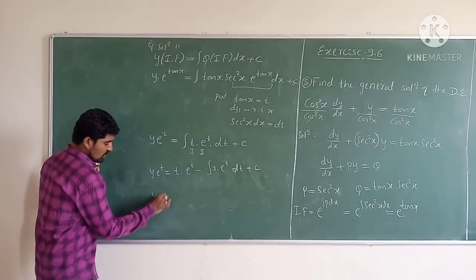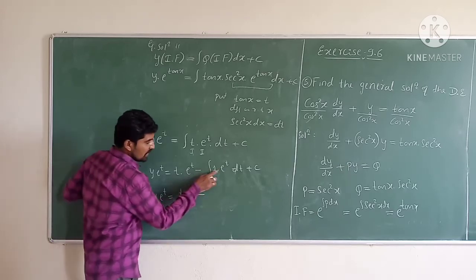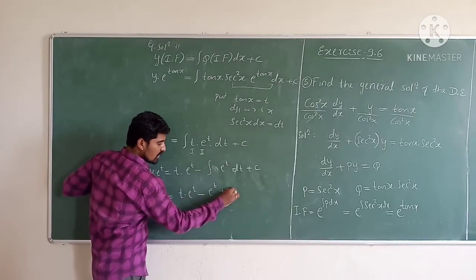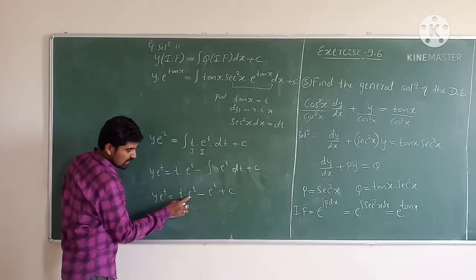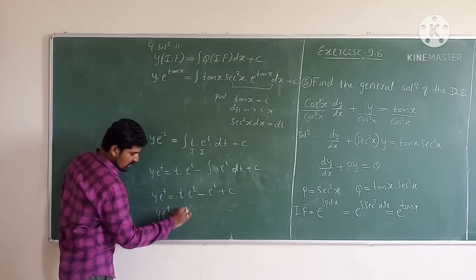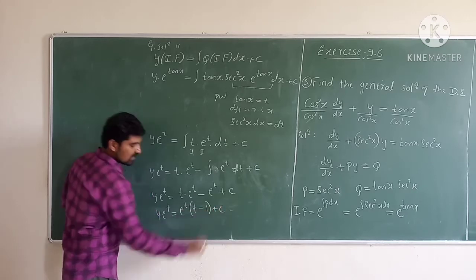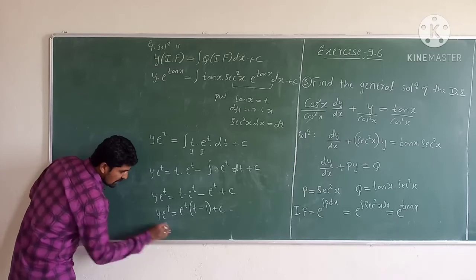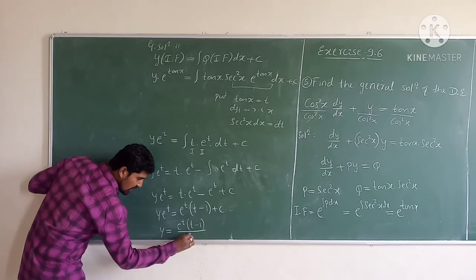Therefore, y into e power t is equal to t into e power t minus 1 into e power t, since the integration of e power t is e power t, plus c. Now, between these two terms, we may take e power t as common. So y into e power t is equal to e power t into t minus 1, plus the integral constant. Therefore the value of y is equal to e power t into t minus 1 divided by e power t.